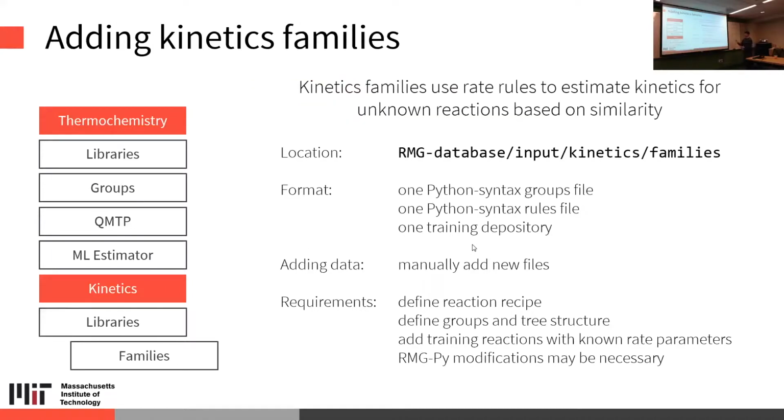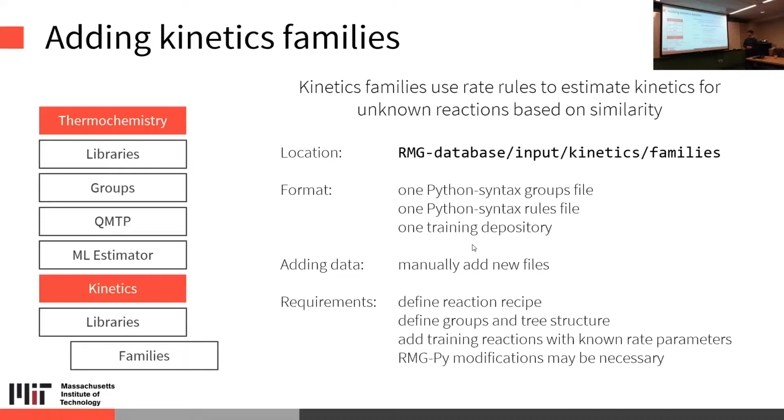So this is actually the bulk of the talk, or almost. Adding kinetics families is something that we have to do occasionally. It's not very common. So I mentioned we have 60 kinetics families now. We have most of the important chemistry for combustion and high temperature systems covered.